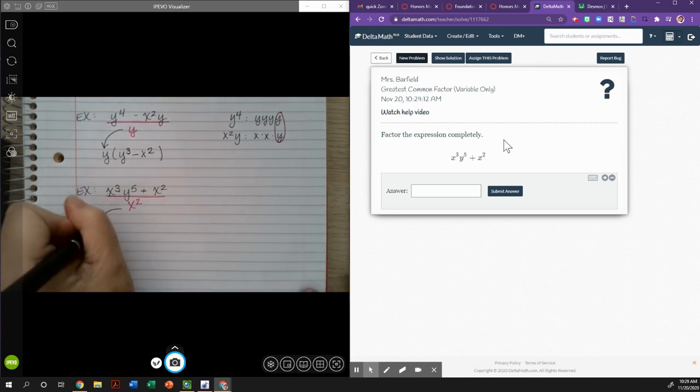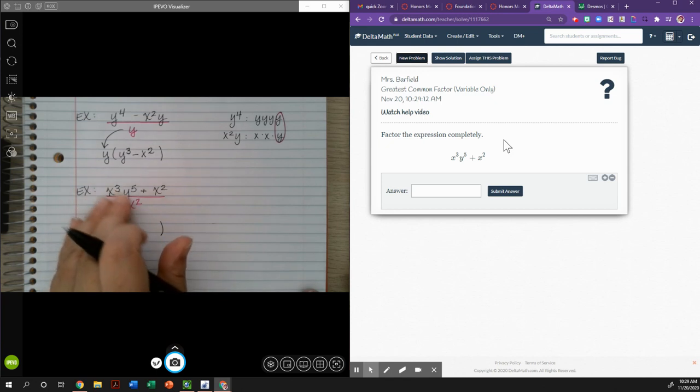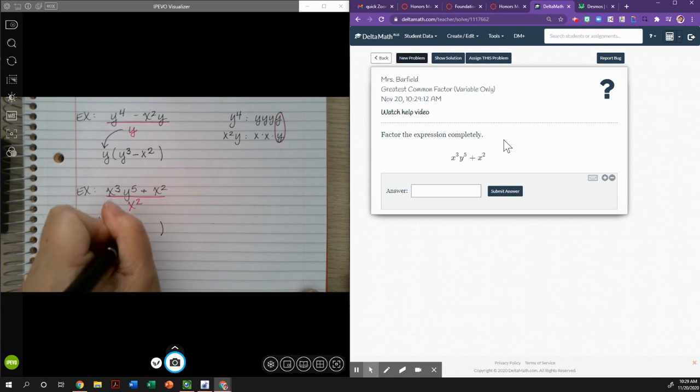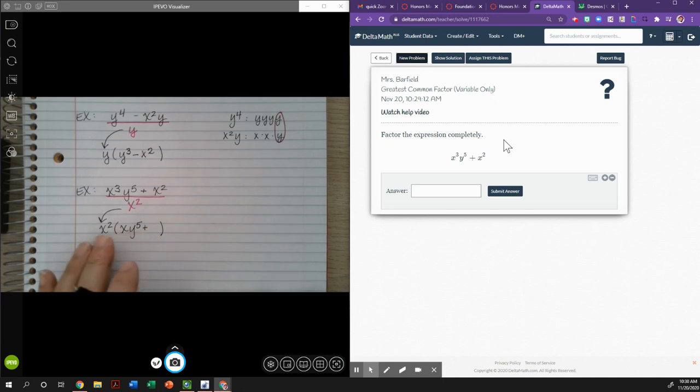So that's going to come up front. GCF is always in front, parentheses for what's left over. So 3 minus 2 is 1, so x, bring down y to the fifth, plus, okay? Now, I know 2 minus 2 is 0, but if I'm reversing the distributive property, I have to have a placeholder because I would need to be able to multiply x squared by something, okay? Well, what number is in front of x squared?